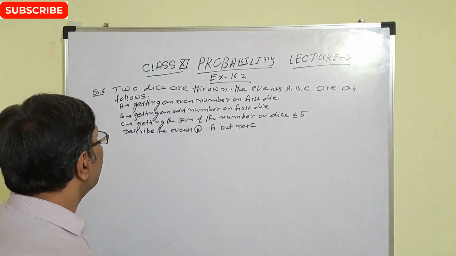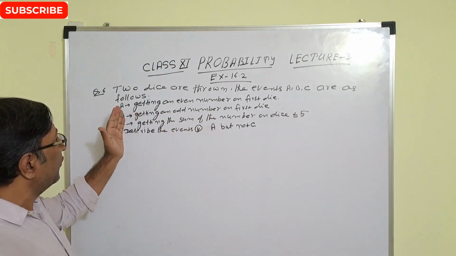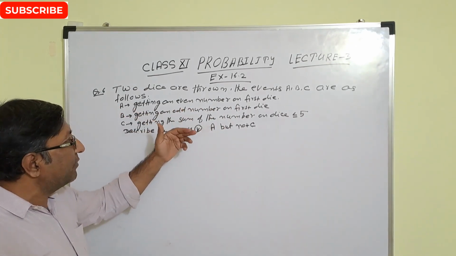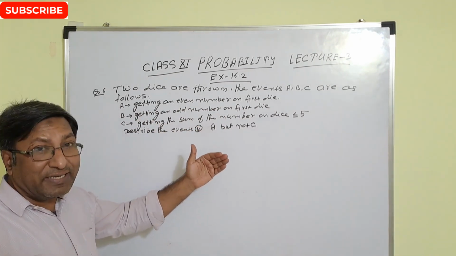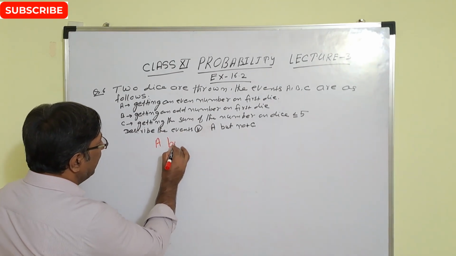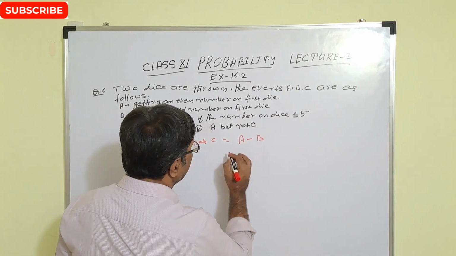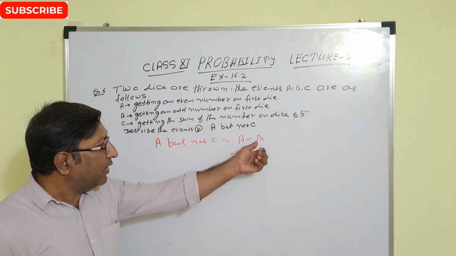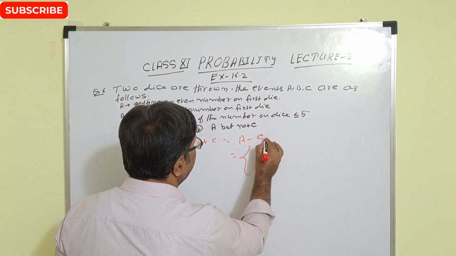See the question. Question is, two dice are thrown. The events A, B, C are as follows: A, getting an even number on the first die, B, getting an odd number on the first die, C, getting the sum of numbers on the dice less than or equal to 5. We have to find A but not C. That means A minus C. So A minus C will be what? Subtract the members of C from A.